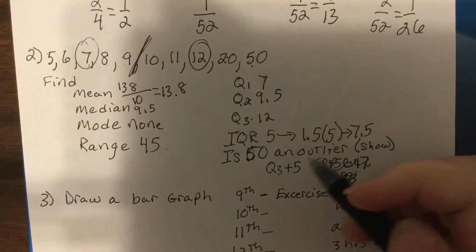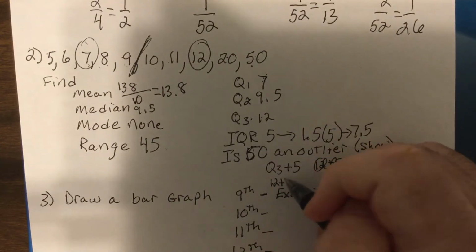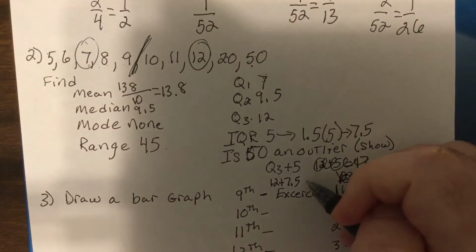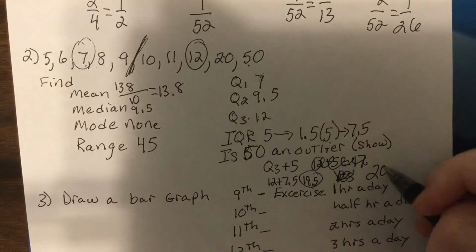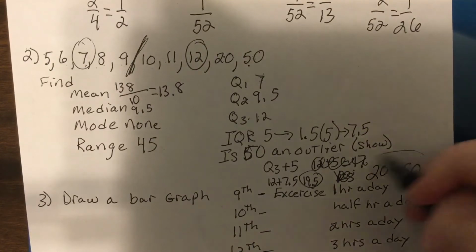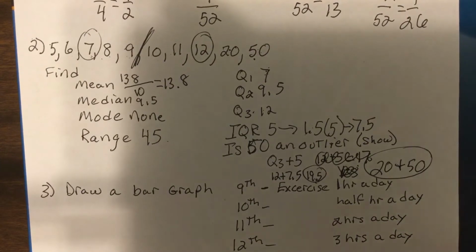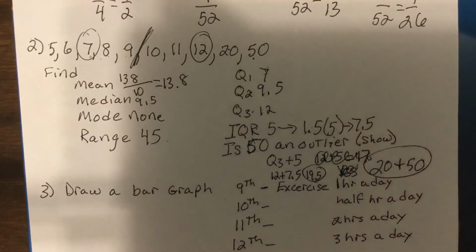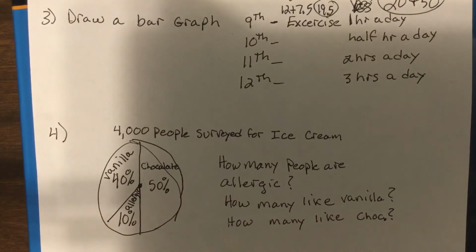But my results are still the same. 12 plus 7.5 is 19.5. So 20 and 50 are both outliers. I forgot the 1.5. I'm so embarrassed. Actually, I was testing you to see if you remembered it. Ha, ha, ha. Do these 2 problems, and then we're done with the review.